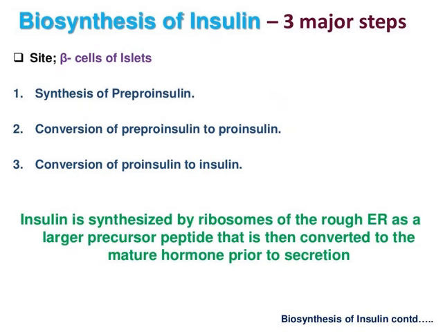So this is the overview of the biosynthesis of insulin. We have three major steps in it, and it begins with the synthesis of a large precursor called pre-proinsulin, which is then converted into proinsulin, and which is then converted into insulin. So insulin is synthesized by ribosomes of the rough endoplasmic reticulum as a large precursor polypeptide that is then converted to mature hormone prior to secretion. And how it is synthesized we will see in our next slides.